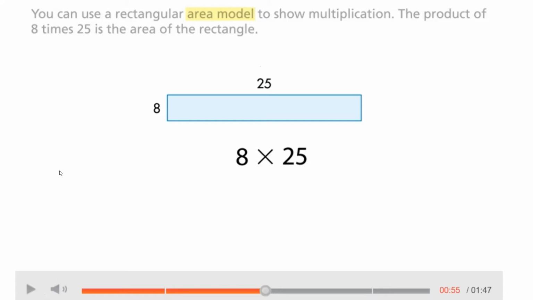Okay, so over here, this is 8. So think of this as 8 groups with 25 in each group, just like we were looking at arrays before. So this side is 8 and this side is 25. So to figure out all the stuff that's in the middle, the area that's the inside of this rectangle, we multiply these numbers together. So remember, the area is the space inside.